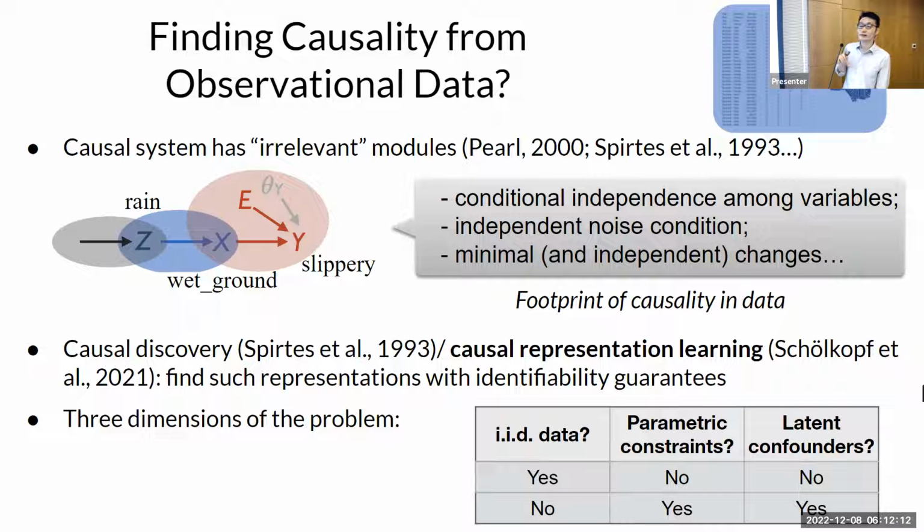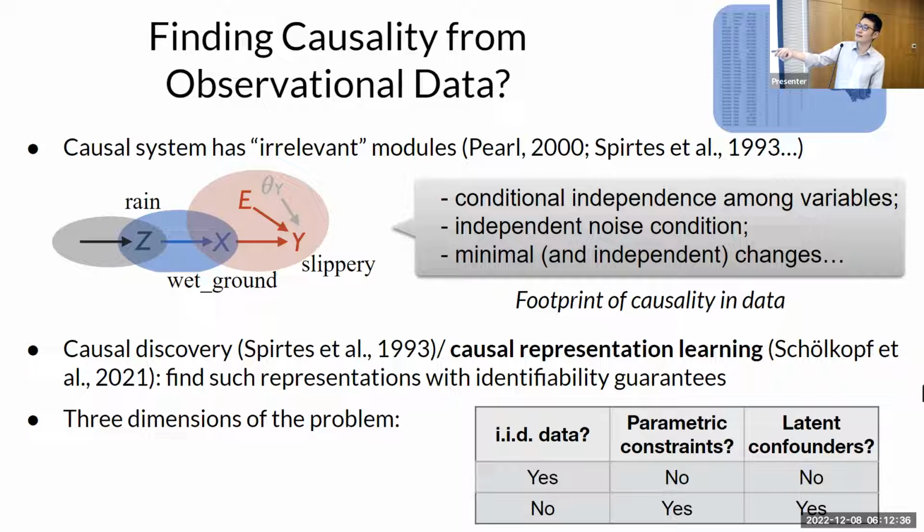The second question is whether we have identifiability guarantees. There's a big difference between causal discovery or causal representation learning and regular machine learning. Here you care not just about optimality, but about whether you can recover the truth, because the causal process is there, right? So you have to show that if you have enough data, you can really recover the truth.